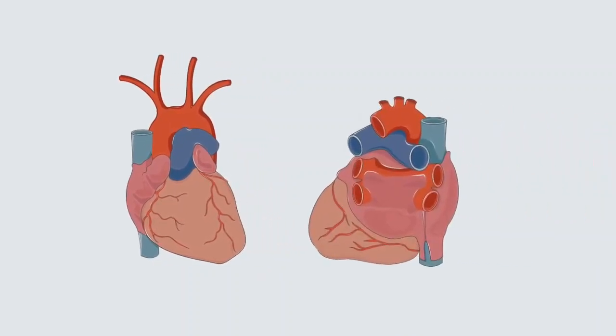Looking at the anterior and posterior views of the heart, note the following structures. This area here is formed by the right atrium, this the right ventricle, here the left atrium, and this area here is largely formed by the left ventricle.